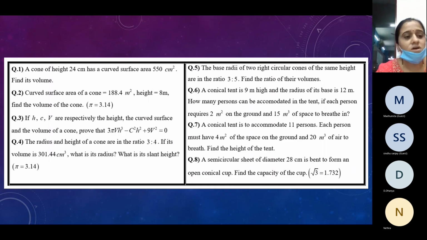So see the first question. A cone of height 24 centimeters has a curved surface area of 550 centimeters square. Find its volume.